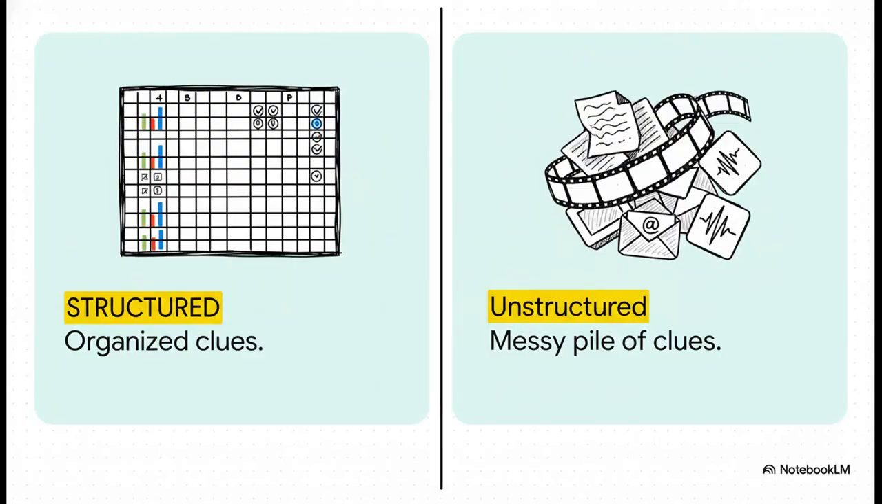Step 2 is super important. It's all about understanding your evidence. Do you have structured data? Neat, organized clues in a spreadsheet. Or is it unstructured data? Just a messy pile of emails, videos, and social media posts. Because the kind of clues you have totally changes the tools you can use to solve the case.